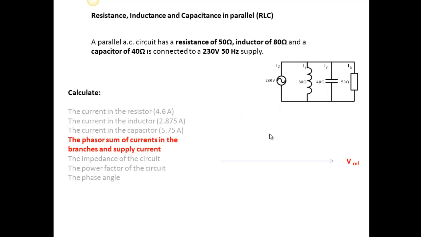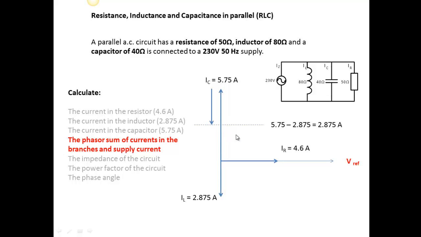Now when we draw the phasor diagram, we can have the reference again as the voltage. The resistive current is going to be in phase. The inductive current is going to lag. And the capacitive current is going to lead. Because in the capacitor, the current leads the voltage. In an inductor, the current lags the voltage. Now what's going to happen is these two are in opposition. And so the resultant is going to be this minus this smaller one. So it's going to come down to this line here. 5.75 minus 2.875 gives me 2.875. Just coincidence. There's my 2.875 there.